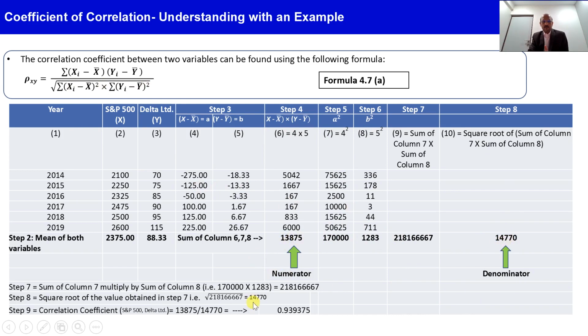When we divide 13875 by 14770, we get a value of 0.939375, which basically means that variable x and variable y are having a good strength of correlation of approximately 0.94.